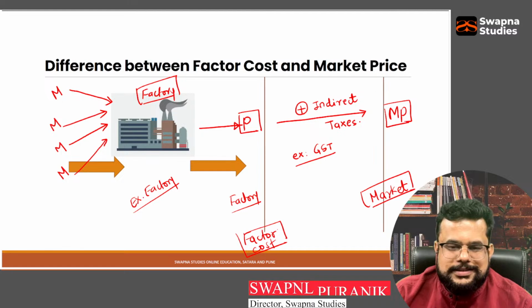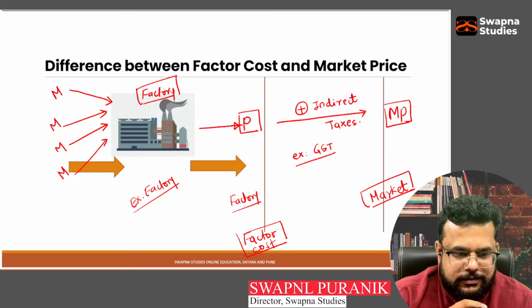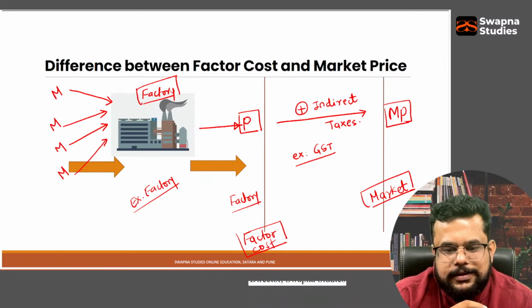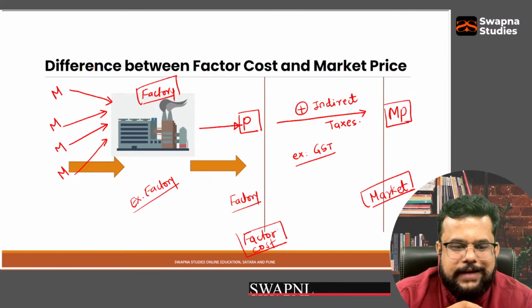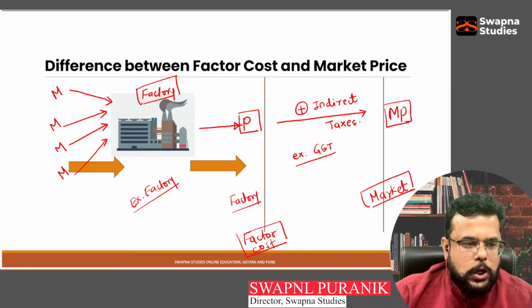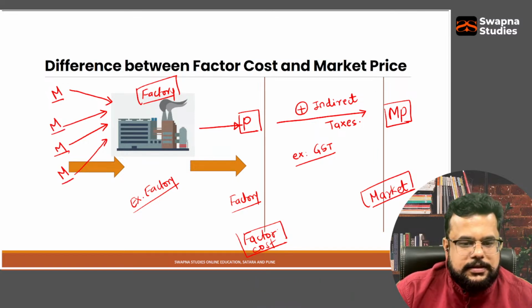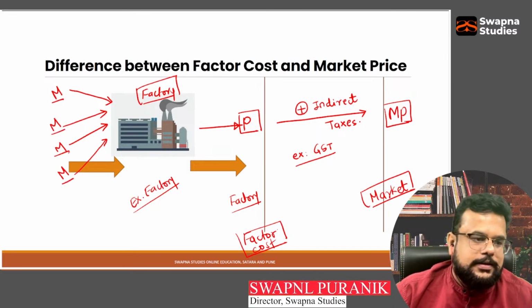When the product is ready in the warehouse of the factory, then the cost of the product is called factor cost. That means it includes all the factors of production. It includes the cost of all the factors of production.